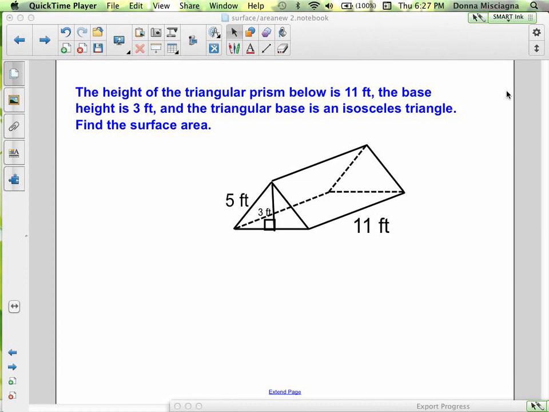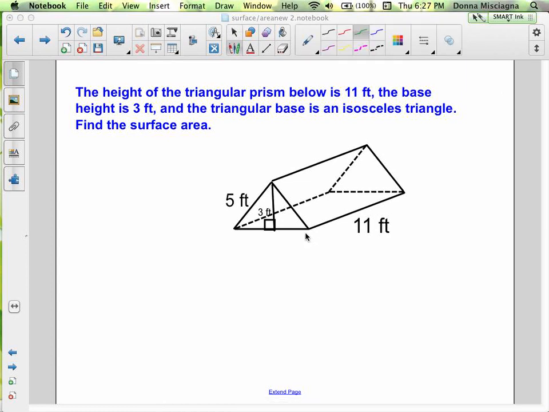That's referring to the height of the prism. That's the distance between the bases. So the height of our prism is 11 feet. Now we also need to find the area of the base.